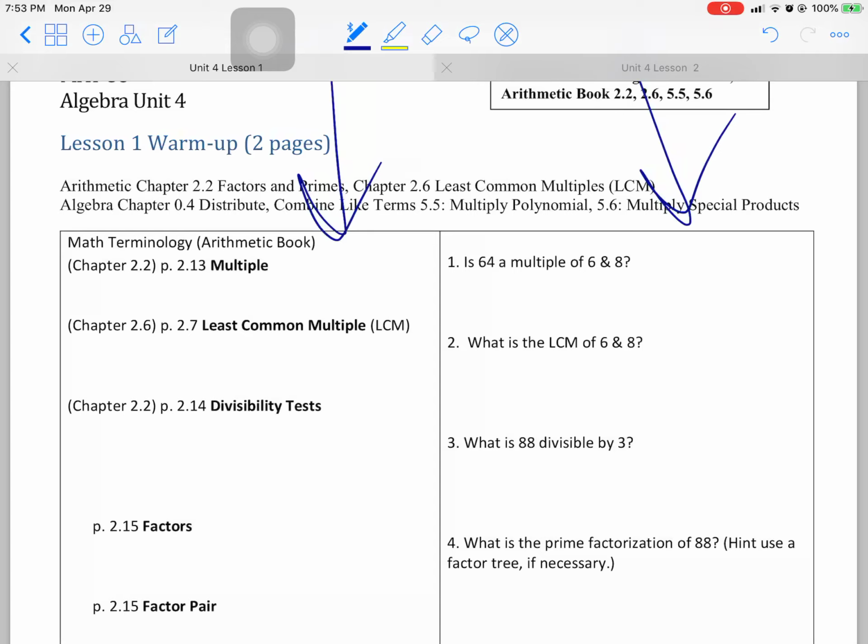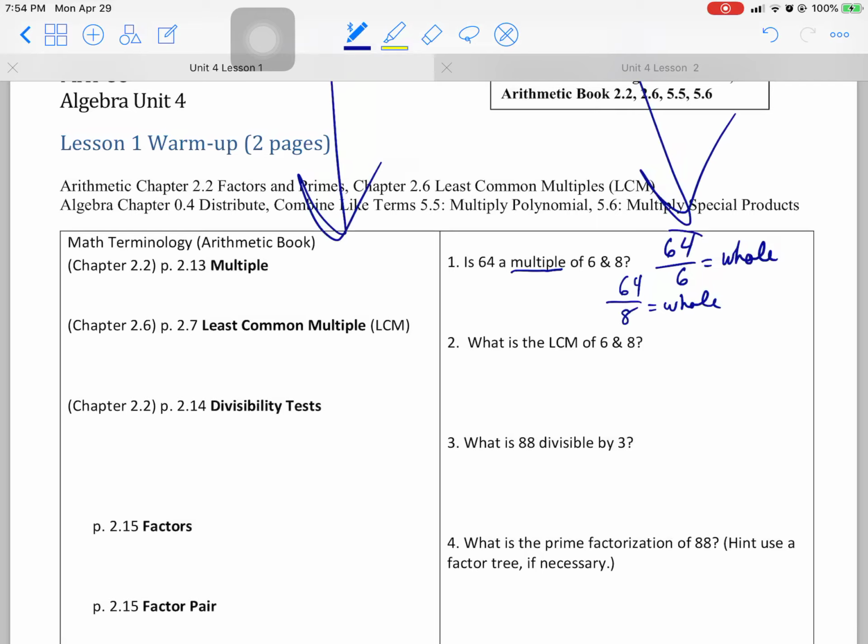So is 64 a multiple of 6 and 8? Most people can look at that and understand what that means, even if they're not sure what the word multiple means. It means if you can divide 64 by 6 and get a whole number, then 64 is divisible by 6, and 64 is a multiple of 6. If you can divide 64 by 8 and get a whole number, and can do it to both of them, then 64 is a multiple of 6 and 8.